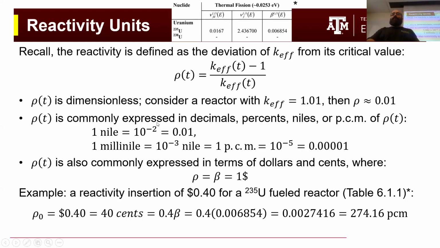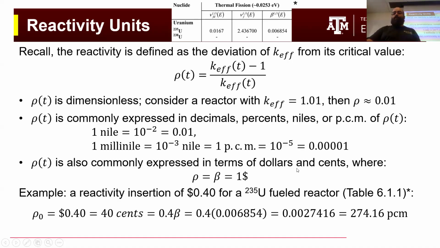There's the Nile, which is just equivalent to 0.01. There's the millinile, which is equivalent to 0.00001. And that is also the same thing as 1 PCM. Sometimes you'll see reactivity given in units of PCM. It's just redefining a decimal. If your reactivity insertion was this number, we would call that 1 PCM.